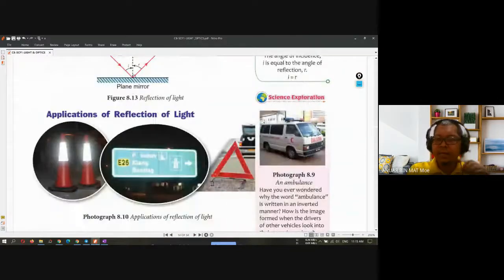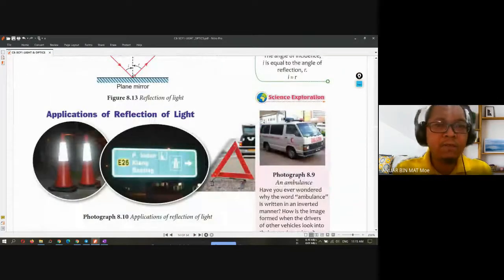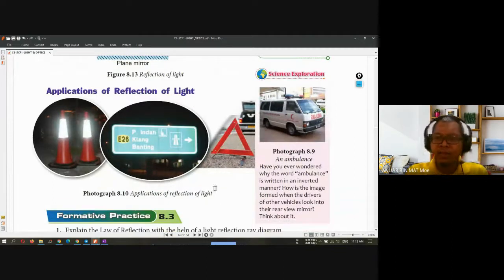Application, the last topic for today: the application of reflection of light. I think you can read it for yourself. One of the applications is the hazard cone and the signboard. You can see the signboard is illuminating not because the signboard has a light, but because of the reflection of the car's light that makes the signboard glow at night.